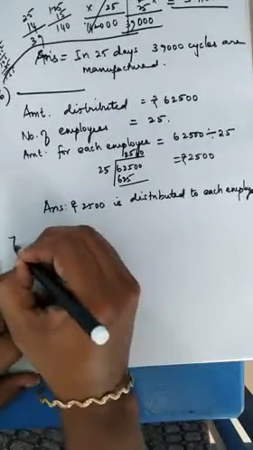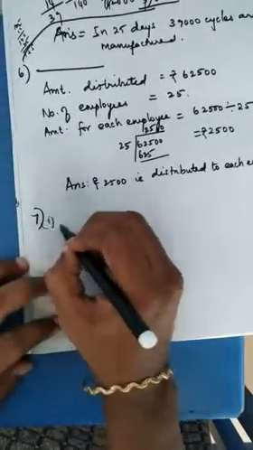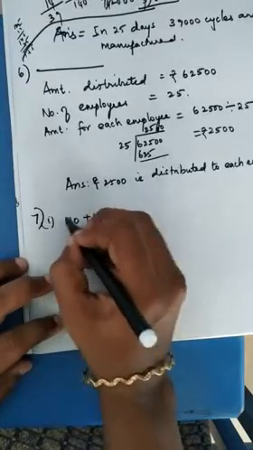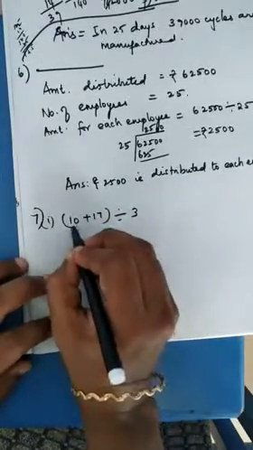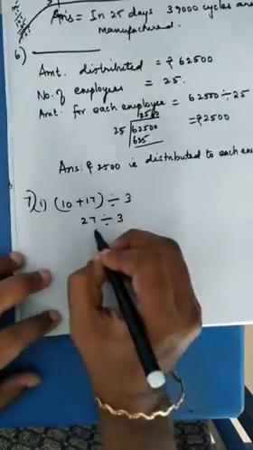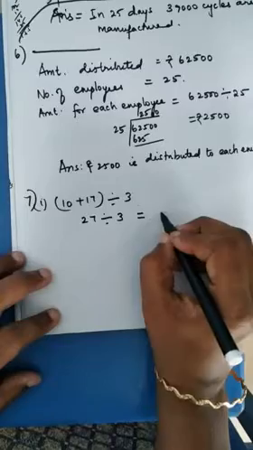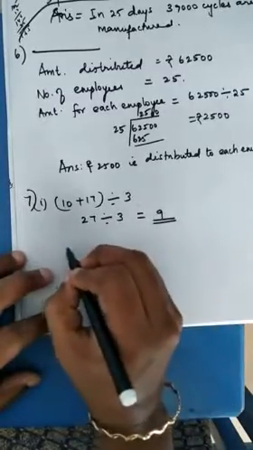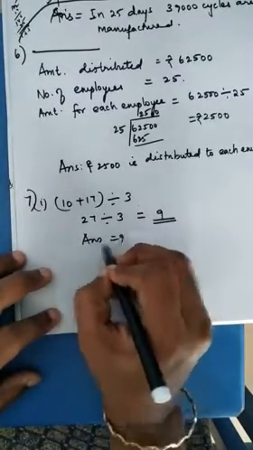Now coming to the 7th problem, first one. 10 plus 17 divided by 3. First I go with the bracket, that is 27 divided by 3. What is 27 divided by 3? It will be equal to 9. So my answer is equal to 9.